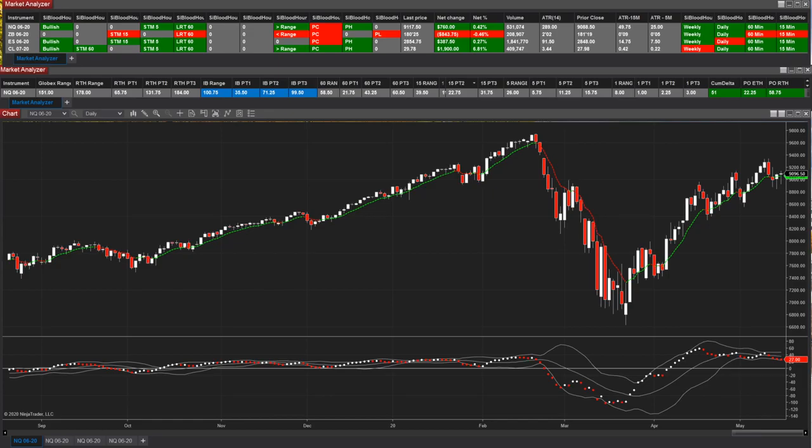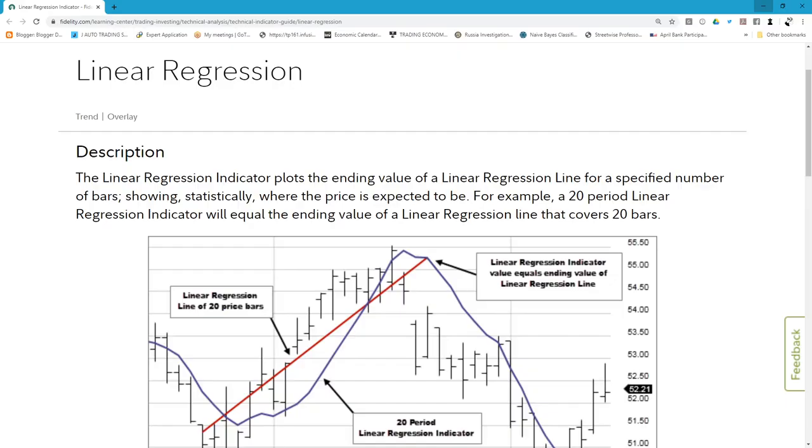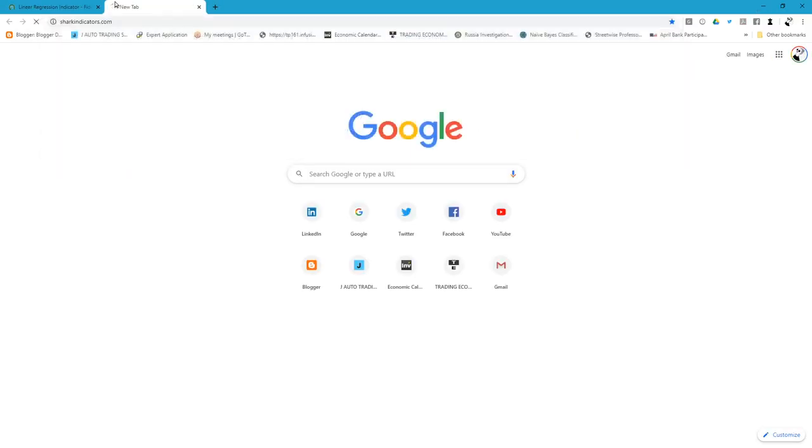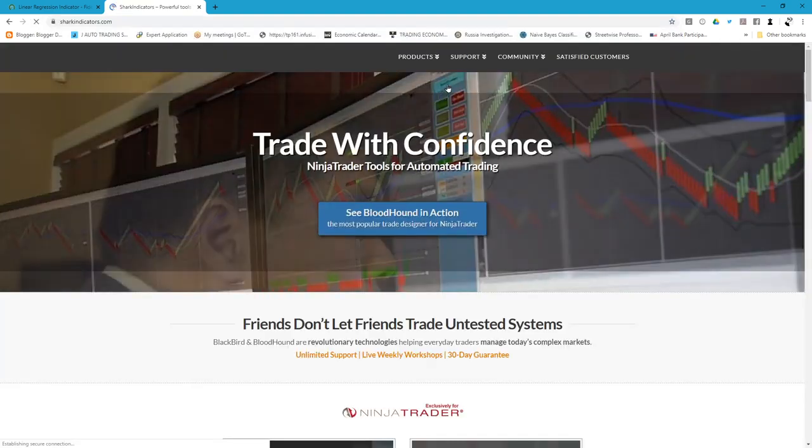Hey guys, the goal for this video is to give the top-down approach and show you where we are today. So we've got NinjaTrader 8 as the platform, and I'm using Shark Indicators, Bloodhound, and Blackbird. Right now, Bloodhound has a somewhat current version, and I recommend that you always check the page.